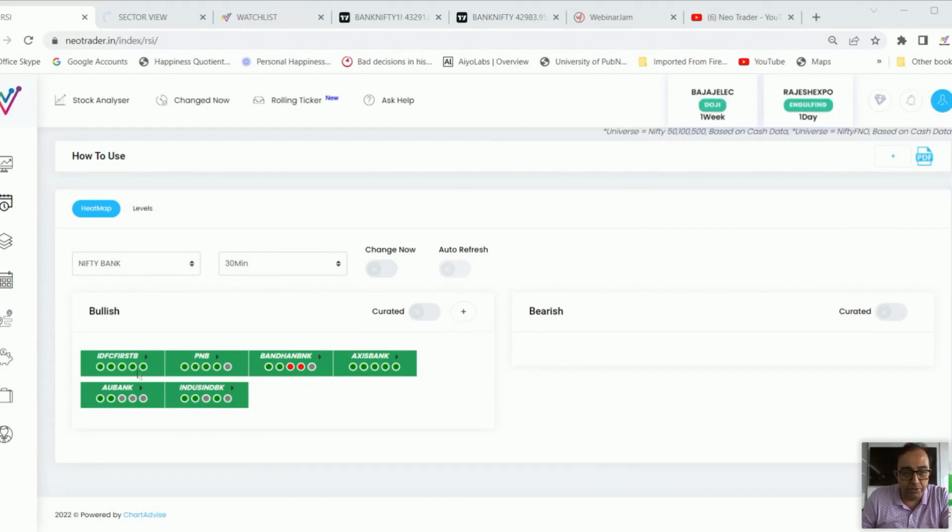So you can see that from the banking space, these are some stocks which look worthwhile participating in. I got IDFC First, PNB, Bandhan Bank, Axis Bank, AU Bank and IndusInd Bank. So now I go about doing some ranking. Here I look at whether all 5 circles are green. If all five circles are green, that means that stock has run quite well over the last few days.